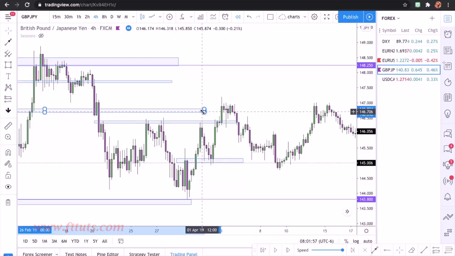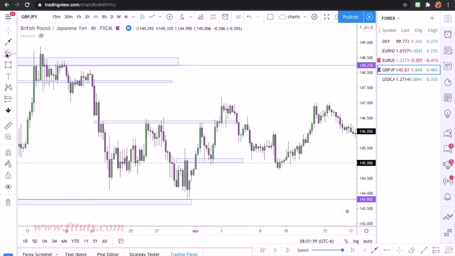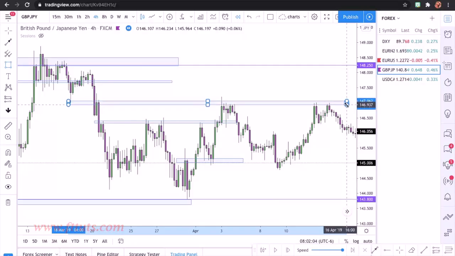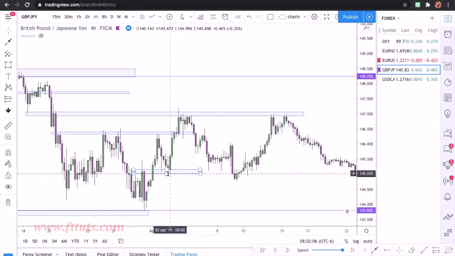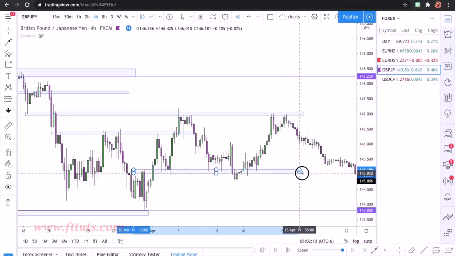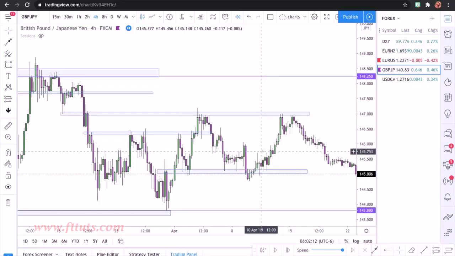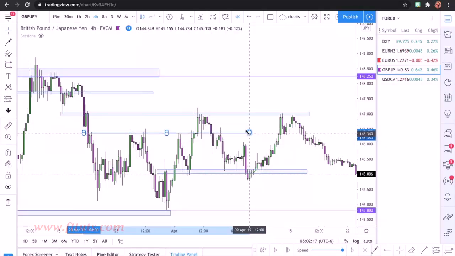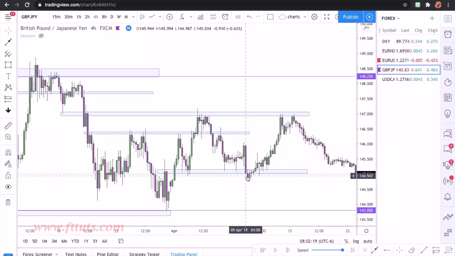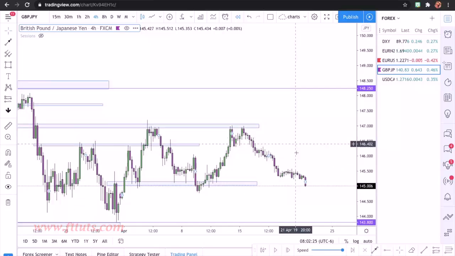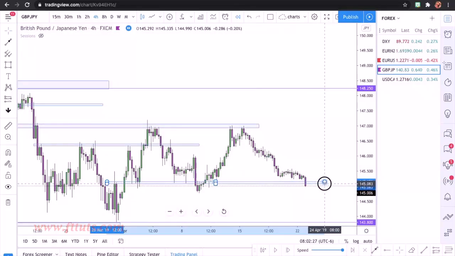The reason it's testing here is because it's testing this structure right here. Then it respects here, then tries to come below here. It's repeating itself every single time. So it respects here, drops, retests this structure, then continues down. Then it false breaks out, comes back down, comes back up to that high, makes an M, a double top, then drops again.